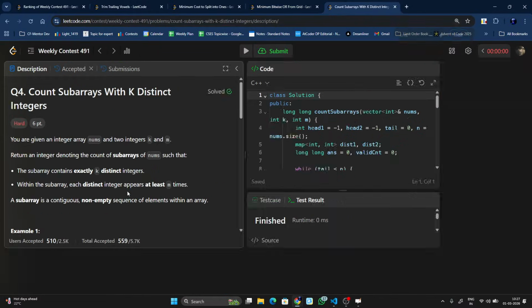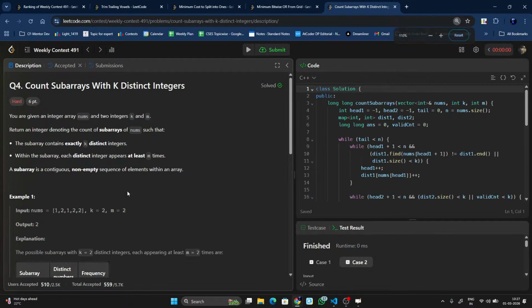Today's last problem was also a bit on the easier side. It was a 6 pointer. The contest was overall easy, but don't be disappointed if you haven't solved this particular problem. Easier in terms of most of the contest, but still it needs some good observations and a really good trick from STL, which will help you. So the question is count subarrays with k distinct integers.